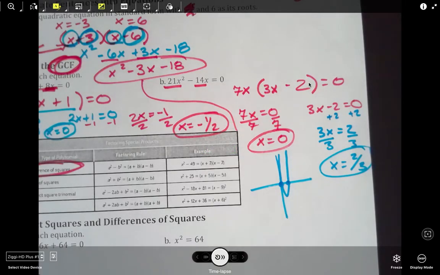Yes. But it's frowning, you said? I said it should be frowning, but it's fine. Oh, I thought you said it's frowning. Okay, it's not frowning. Good, good. That's it. That's the greatest common factor method.